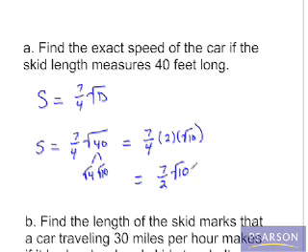I do not want to change this to a decimal because we were specifically asked for the exact speed. So letter A, find the exact speed. That would equal 7/2 times the square root of 10, or you could also write it as 3.5 times the square root of 10. Both of those are exact answers.